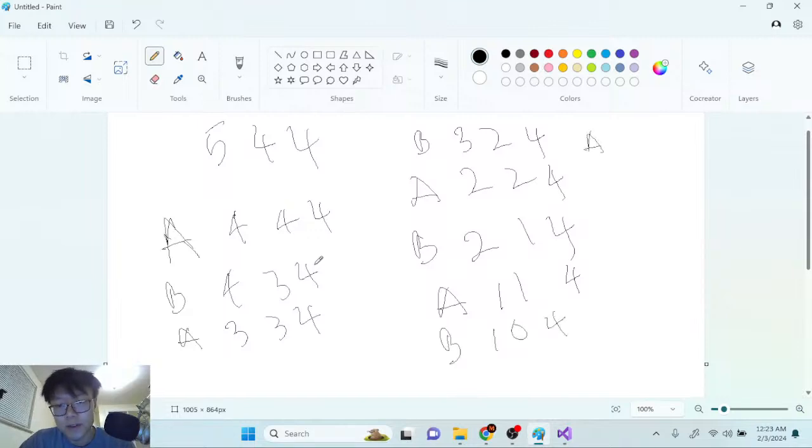Alice's turn, minus 1, 0, swap: 0, 0, 0, 4. Bob's turn, now it's 0, 0, 4. It's 0, 0. Bob loses. Alice wins. Okay, so let's see. What were the numbers? In the end, we had 1, 0, 4, right?